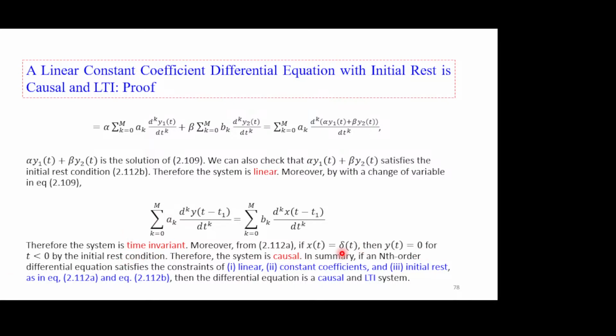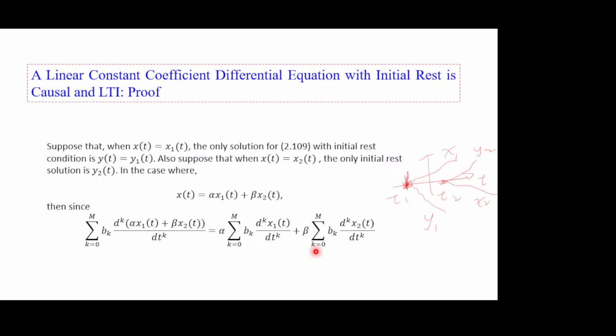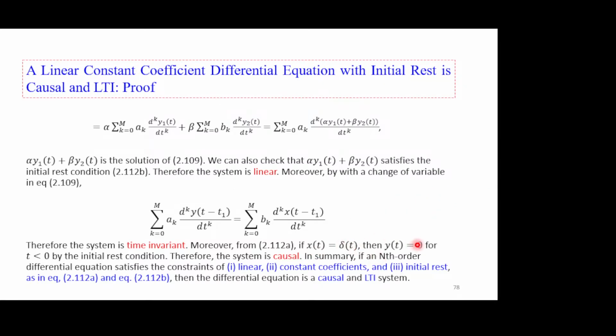And finally, we need to check causal. And to check causal, we use the thing we talked about last class. So we check the impulse response of the system. Okay. So we want to check the impulse response. So x of t equals delta of t. And how to solve it, we don't know how to do yet, but we can just see that the impulse response h of t must be 0 whenever t is less than 0, just by the initial rest condition, because delta of t has its impulse at t equal to 0.